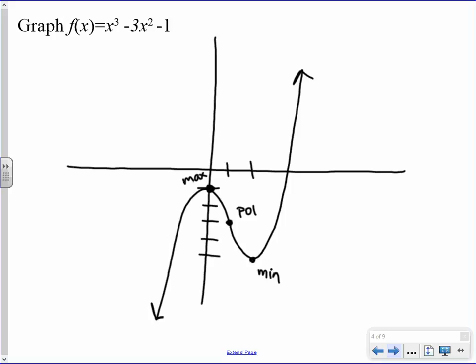Okay, so here's the thing with that. Not all critical points are relative minimums and maximums. So it would still be important to know where we're decreasing and increasing. Ladies and gentlemen, I'm answering a question right now. You may want to hear the answer.